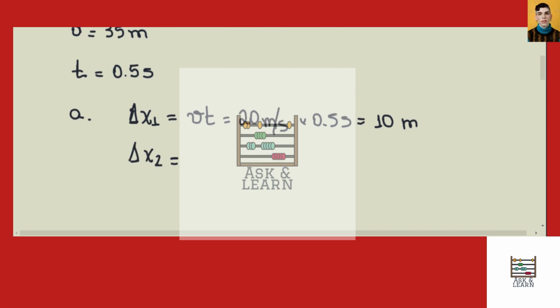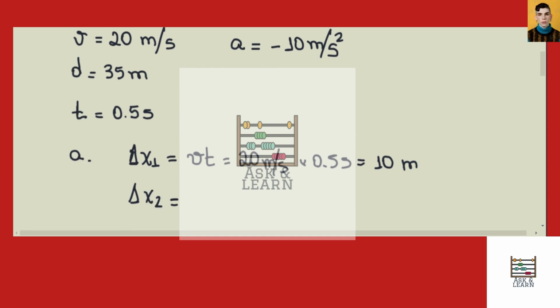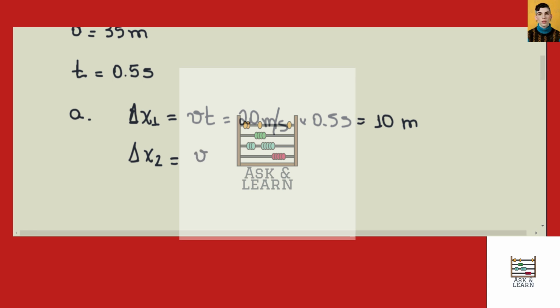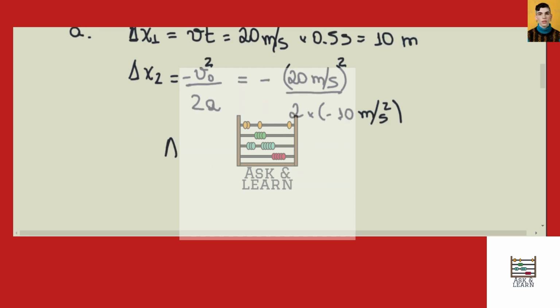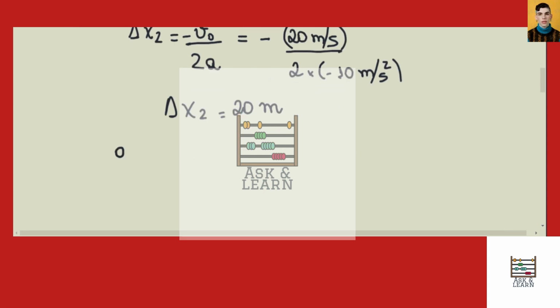After you step on the brake, your distance will be equal to minus the speed squared, since the final speed is equal to 0, and then I have to divide it by 2 times the acceleration. So we have minus v0 squared, v0 is 20 meters per second, divided by 2 times the acceleration, that's minus 10 meters per second squared. So delta x2 is equal to 20 meters. Okay, so the total distance you travel is delta x1 plus delta x2, so that's 10 plus 20, which is equal to 30 meters.